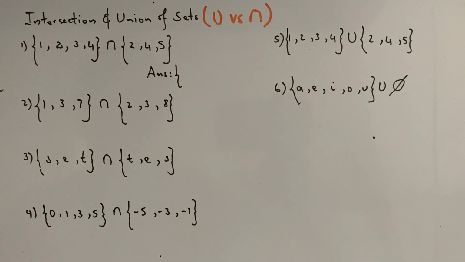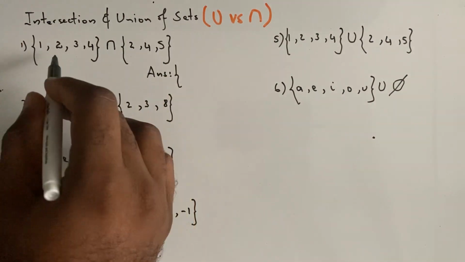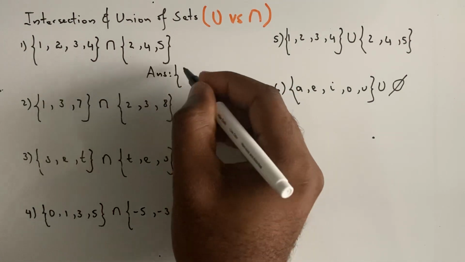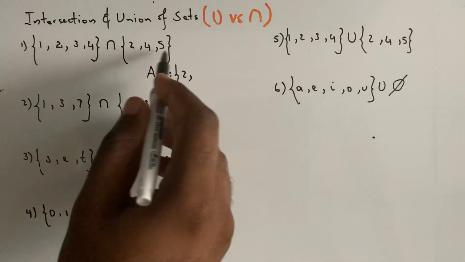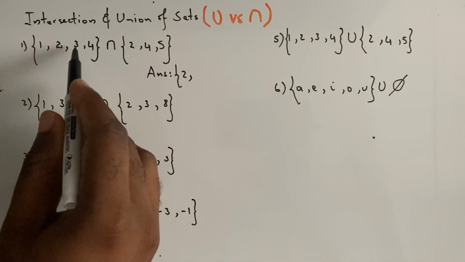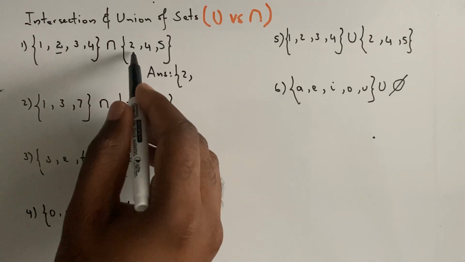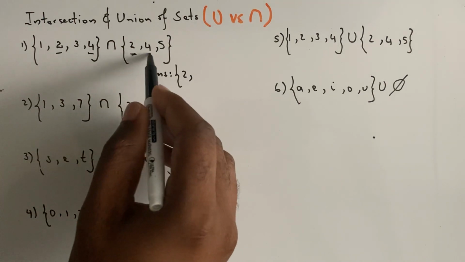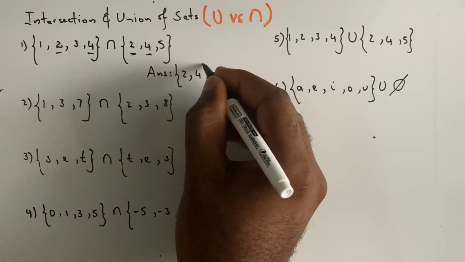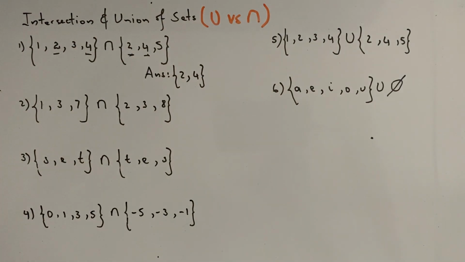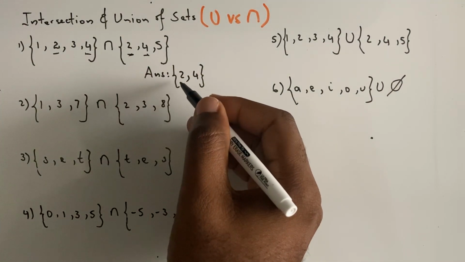What do they have in common here? Is 1 part of the second set? No, so I cannot choose it. How about 2? 2 is part of the second set, so I pick 2. Then how about 3? 3 is not part of the second set. It's in the first set, but not here. 4 is in both sets, so 2 and 4. 5 is not in both sets, so 2 and 4. So the intersection of these two sets is another set, which is {2, 4}.